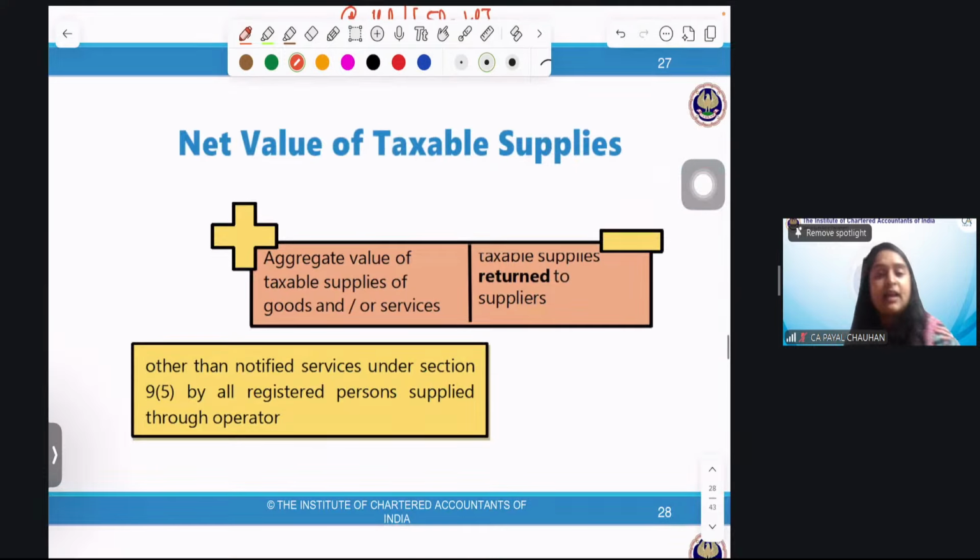Now we'll read it. Net value of taxable supply, you know it very well now. Aggregate value of taxable supply of goods or services, that is whatever I have been giving, minus taxable supplies returned to the suppliers. Whatever return is there, minus it. Other than notified services under section 9(5) supplied by all registered persons through the operator. The services supplied under 9(5), you would have done under reverse charge mechanism. Do you people remember section 9? We did 9(5), Urban Clap. We had so many examples. On those, TCS is not applicable because in those cases RCM is applicable.